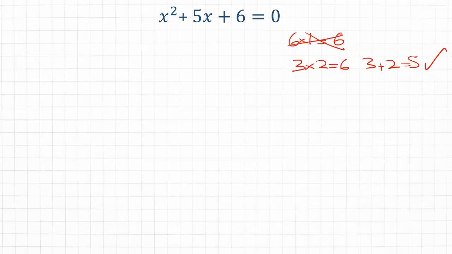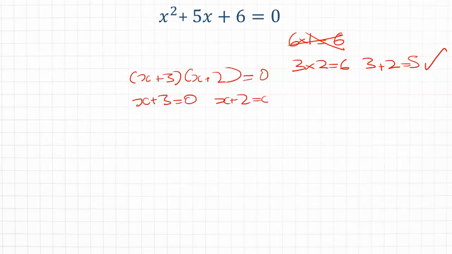want. We then write down a set of double brackets, both with x in them, and put each number from our pair as the other term in the bracket. We get x plus 3 times x plus 2 equals 0. Now the final step is to put both the x plus 3 term and the x plus 2 term equal to 0 and solve and rearrange to get the two values of x, which are the solutions to the equation x squared plus 5x plus 6 equals 0.